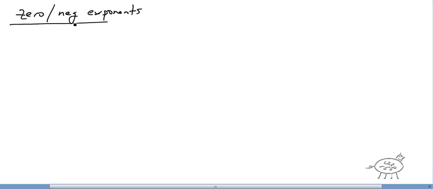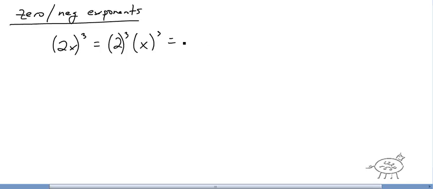All right, the first thing I want to emphasize is, even before we start out with any of these problems here, if you see a problem like 2x in parentheses to the third power, remember what I've told you I want you to do. You need to write it as 2 to the third power and x to the third power. Each one needs to be cubed. So we get 8x cubed.